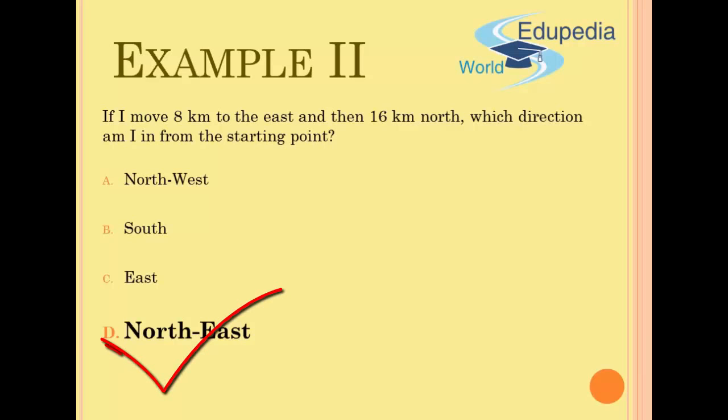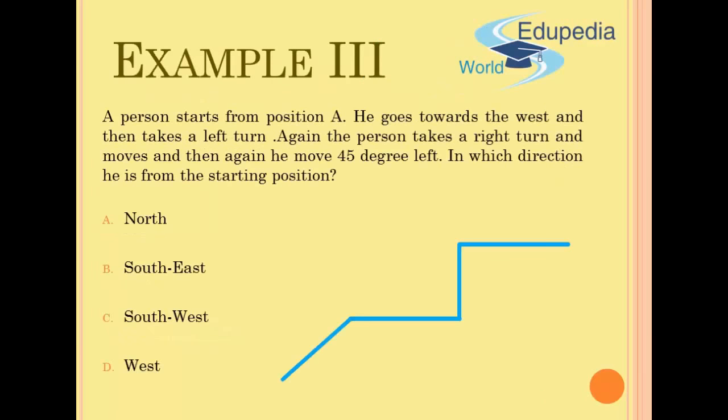We saw that we are in the northeast direction. So these are the basics of direction sense. Let's move on to questions that will use these concepts in a slightly more advanced manner. In this example, the question says a person starts from position A. So I start from position A. The blue line starting from the extreme right is the position A.